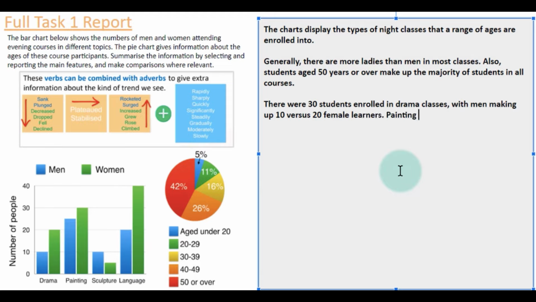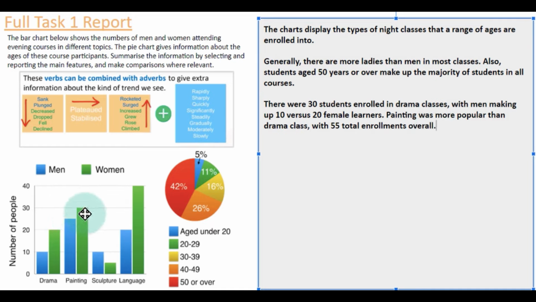Painting was, and I just want to compare painting to drama. Painting was more popular than drama classes. I'm going to try and speed it up a little bit and say with 55 total enrollments overall. Let's just read this back again. There were 30 students enrolled in drama classes, with men making up 10 versus 20 female learners. Painting was more popular than drama class, with 55 total enrollments overall.